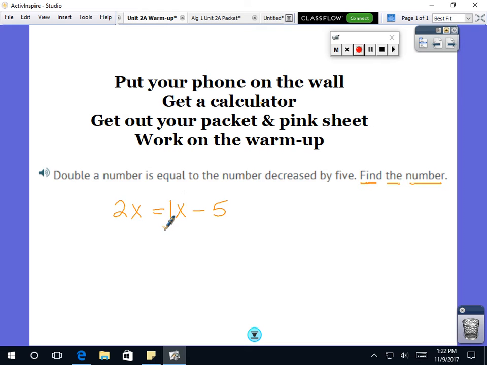This is like a 1x, so you subtract 1x on this side, it cancels. You subtract it on this side, and you get 1x. And you don't have to write the 1. And then all that's left on the other side is the answer: -5.